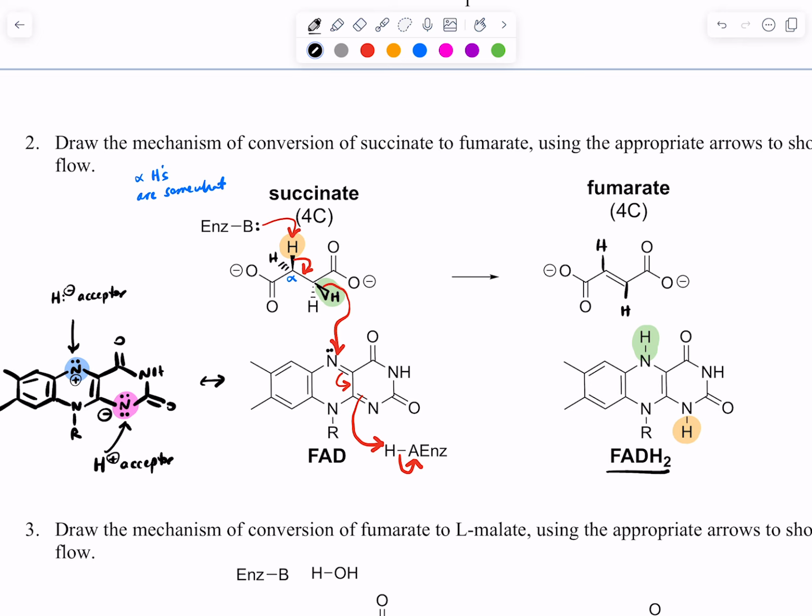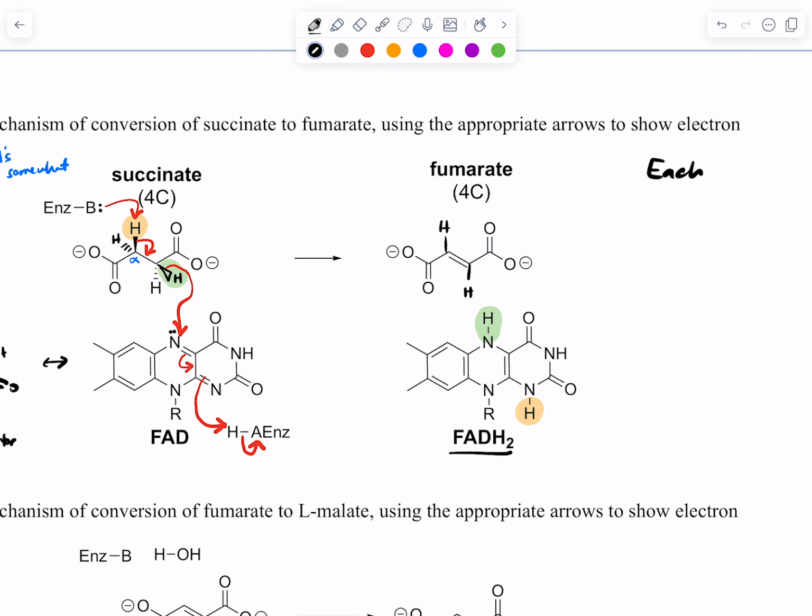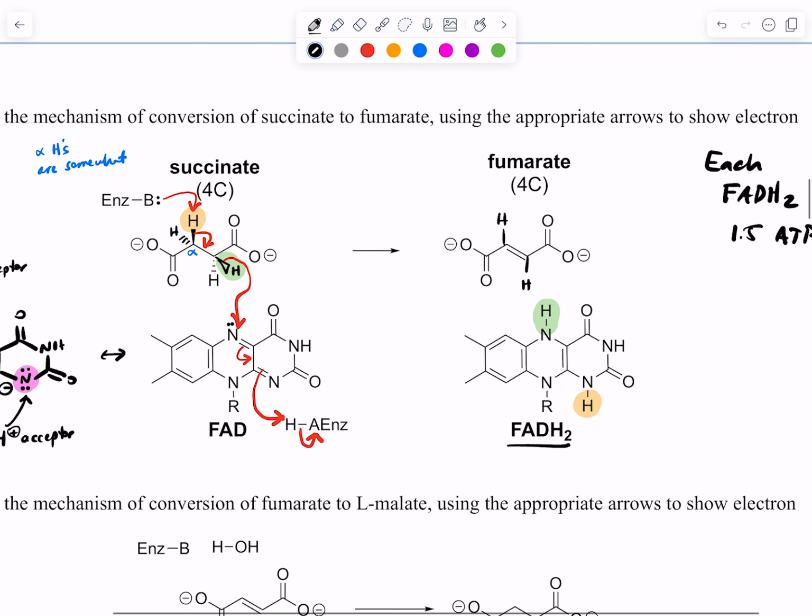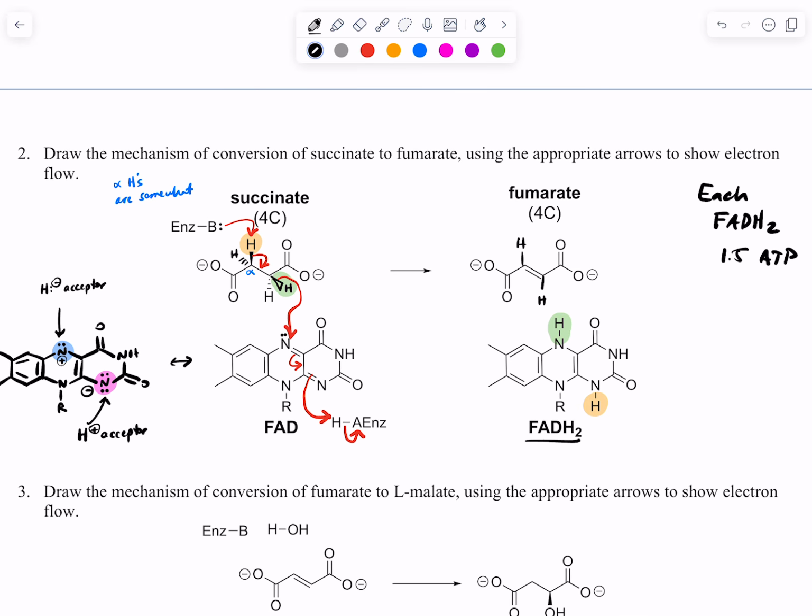FADH2 is a little bit different than NADH. It has a different reduction potential. It intercepts the electron transport chain at a different spot, and therefore results in a slightly different proton gradient. We'll talk about the electron transport chain tomorrow. But each FADH2 is only worth 1.5 ATP instead of 2.5 for NADH. All right, questions about that oxidation step? If you look at it, it's a deprotonation and an elimination step.